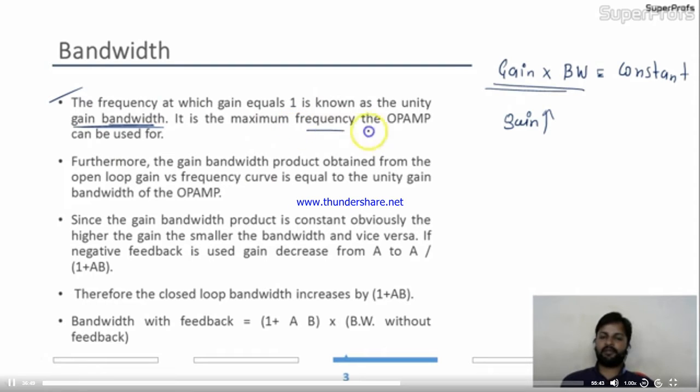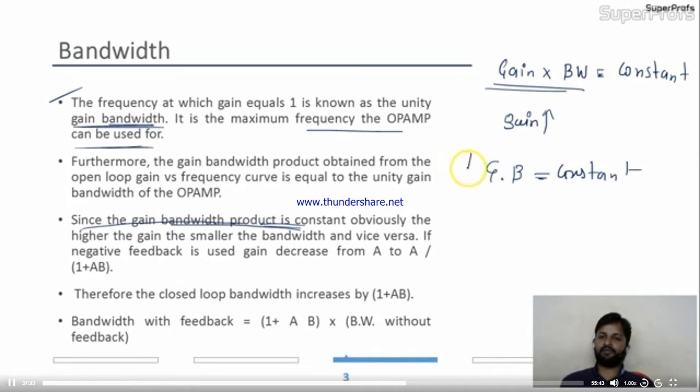It is the maximum frequency the op-amp can be used for. So bandwidth is the maximum frequency at which the op-amp works. Furthermore, the gain bandwidth product obtained from the open loop gain versus frequency curve is equal to the unity gain bandwidth of the op-amp. We'll see it. Since the gain bandwidth product is constant, this is very important. Please remember always that the gain bandwidth product for any op-amp circuit will be constant.